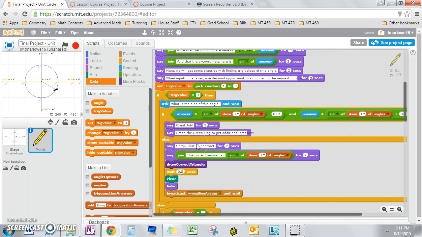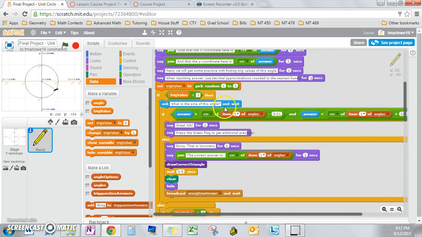If it's not right, we're going to have it tell what the answer is, and then we'll see this draw correct triangle block. We'll tackle that in the next section, but it'll draw in the correct right triangle that defines that angle in standard position, and then it'll also broadcast this wrong sine answer message. And what that's going to do, as we'll see later on in the last step, is change the background and actually provide you an example of where it is worked out correctly, so you can look at that and hopefully get an idea of what you did wrong, so you can go back, hit the green flag, and try the whole process over again.